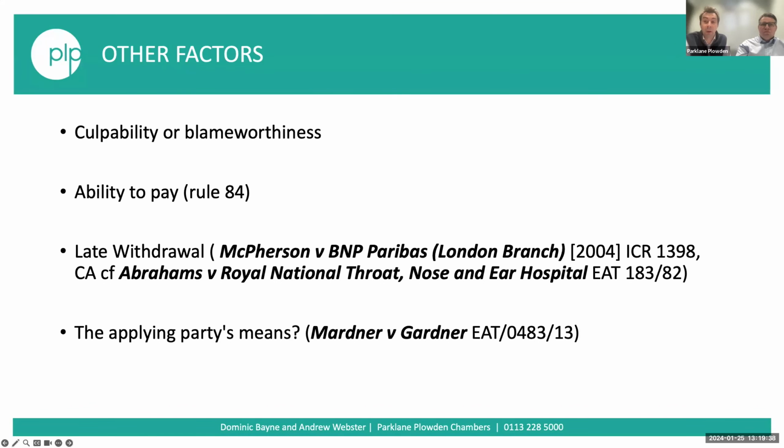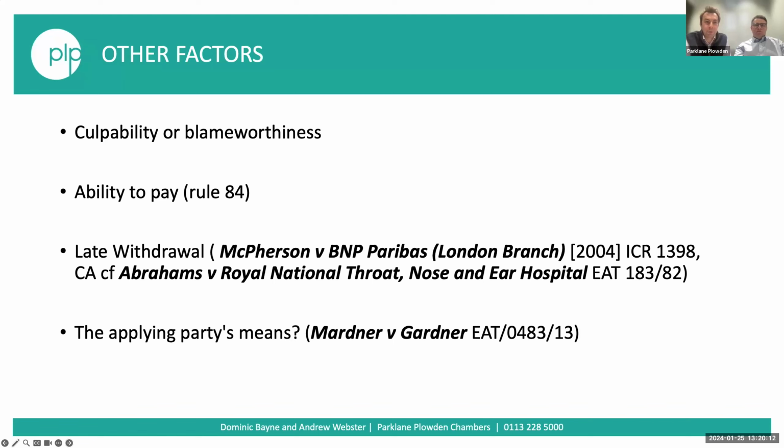Andrew's already touched on late withdrawal. Again, late withdrawal can be a factor that plays into discretion in an unreasonably brought claim which lacks prospects, but the question is going to be, why was it withdrawn late? Was it withdrawn late because the claimant never had any intention of going to tribunal and was hoping to get some kind of offer out of the respondent, or was it withdrawn late because the claimant realised only at a late stage that the claim he was pursuing was a weak one?